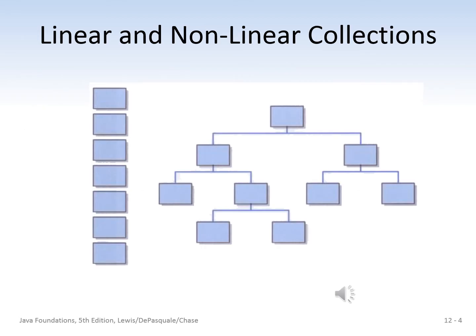Here we have a graphic depiction of two hypothetical collections. The one on the left is obviously linear, and the one on the right is nonlinear. Linear meaning you have to access, well, let's look at the stack. You have to start at the top and access the element on the top to get to the element right below the top, and then that becomes the element on the top once you've popped off the previous top, et cetera, et cetera. So it requires linear access.